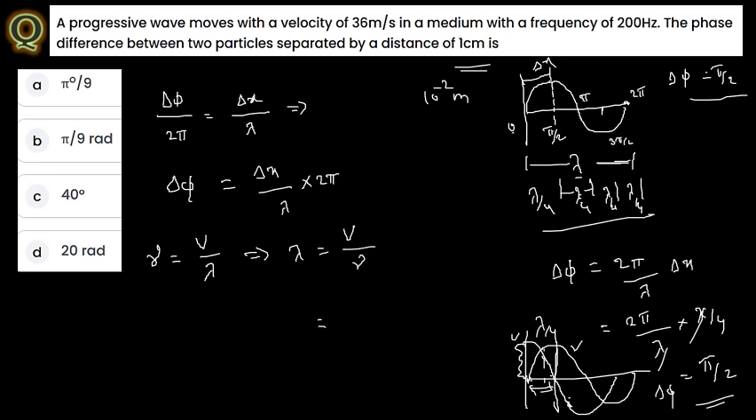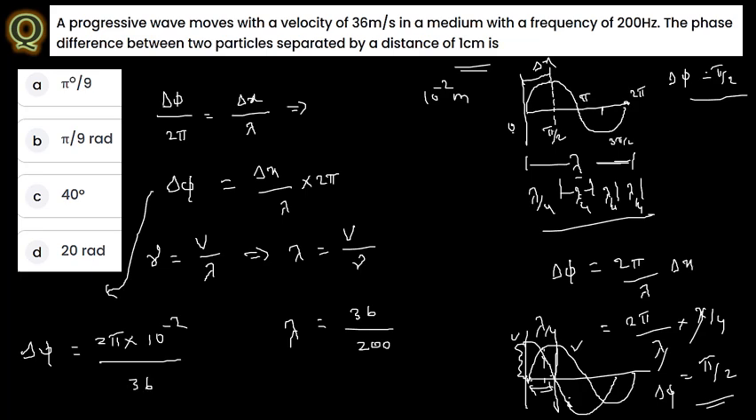So what velocity have they given? They have given 36 meter per second, and the frequency they have given is 200 Hz. That is about lambda here. Now you just substitute these values in the equation. Del pi is equal to 2 pi, and del x here is 10 power minus 2 meter, whole divided by the lambda value, which is 36 divided by 200.